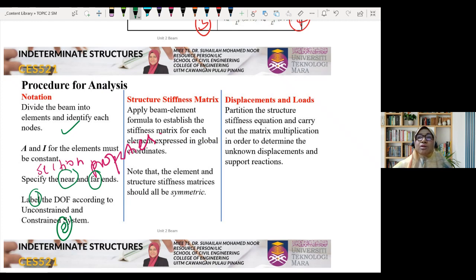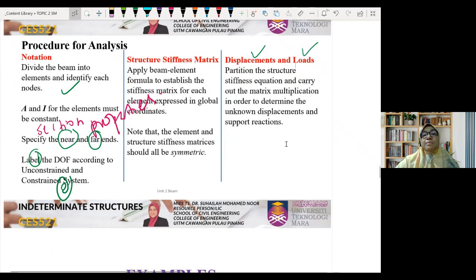So this is the characteristic of the matrix we use in this topic. The matrix that we produce, whether it is the element stiffness matrix or structure stiffness matrix, is always symmetric. And lastly, we write the displacement in matrix, the load in matrix, and we will write the force displacement equation. After that, we will solve for the unknown displacement as the first output. Then only can we determine the reaction. Unknown displacement first, followed by unknown reaction.